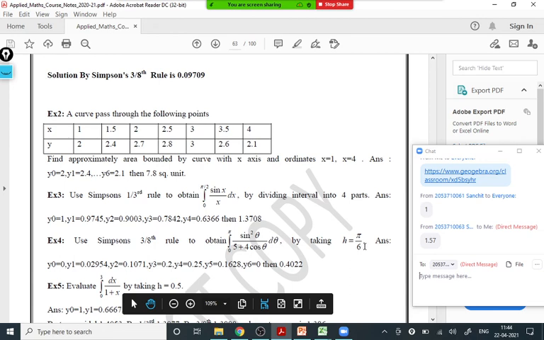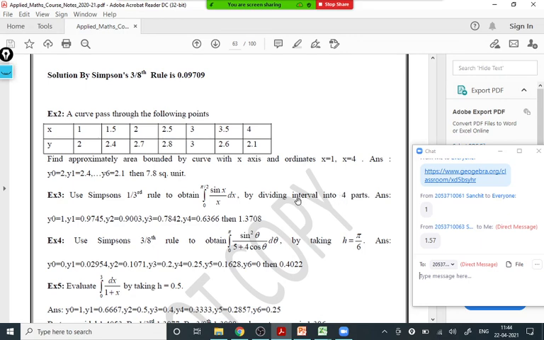Correct. Sir, you are doing the second question. Okay, sorry. This is Example 3. Yes, in 4 parts. So n is 4 parts, by dividing the interval into 4 parts. If you divide into 4 parts, then yes, it is up to that one. Correct. So n is 4.